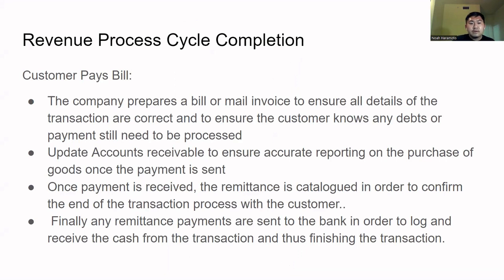In order to do this, the company is going to prepare a bill or mail invoice to ensure all details of the transaction are correct and to ensure the customer knows any debts or payments still need to be processed. Also, after that, you have to update accounts receivable to ensure accurate reporting on the purchase of any goods once the payment is sent. Once the payment is received after the customer has sent it, the remittance is cataloged in order to confirm the end of the transaction process with the customer in itself. And finally, any remittance payments are sent to the bank in order to log and receive the cash from the transaction, and thus finishing the transaction in its entirety.